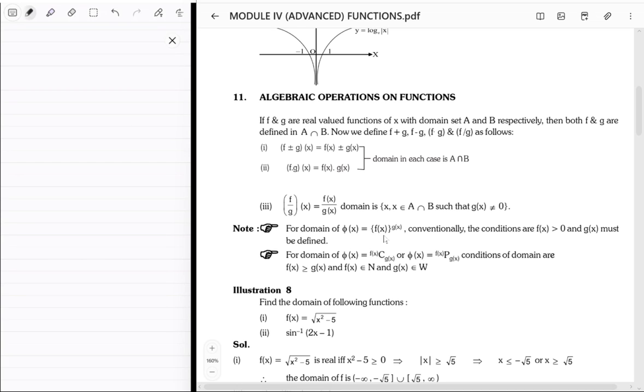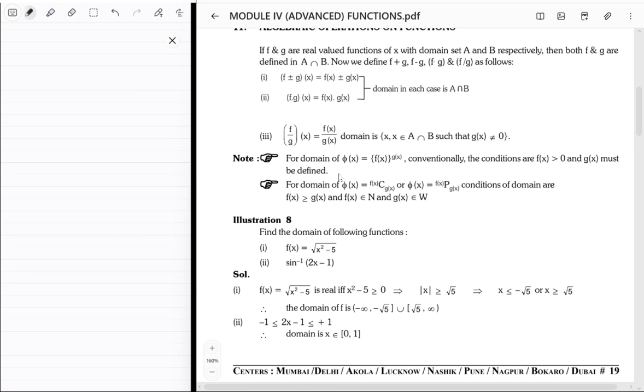For the domain of phi of x equal to f of x to the power of g of x, conventionally the conditions are f of x is bigger than 0. Or phi of x is equal to f of x choose g of x, right? Conditions of domain are f of x is bigger than or equal to g of x, and f of x belongs to the natural numbers, g of x also belongs to the whole numbers. Okay, just move on, no need for negative n values, right?